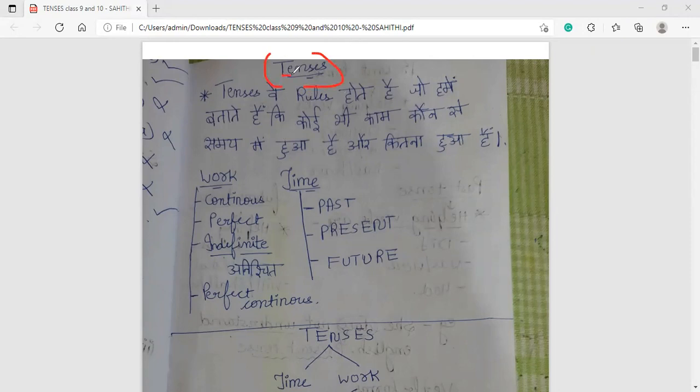Many people, once they hear the heading tenses, get shocked. What tenses? Oh, it is so hard. It's not like that. Tenses are so easy to understand. Tenses are one of the easiest grammar topics, but even I used to feel it was hard. But I got to know tenses are easy when I understood the concept.